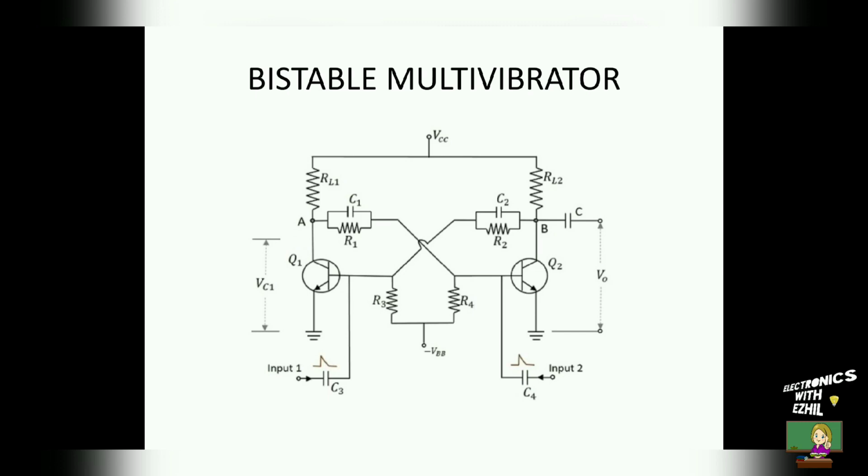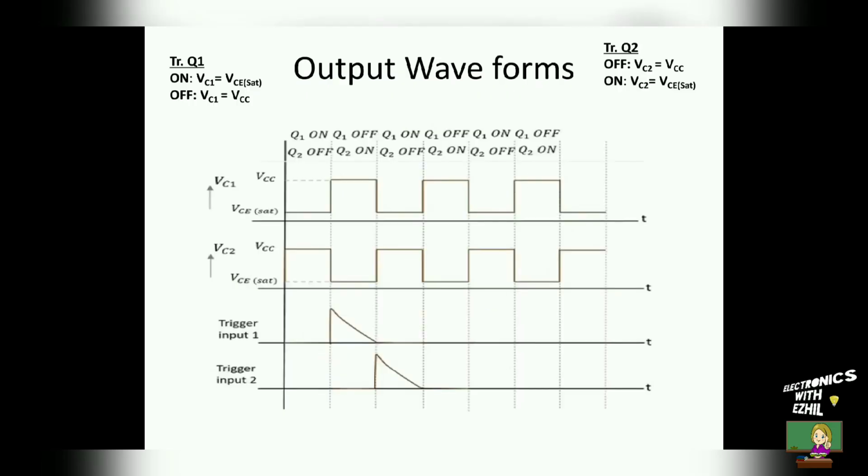The bistable multivibrator circuit is also called a flip-flop circuit because it functions like a flip-flop. You know what a flip-flop is? A flip-flop is a memory element which stores one bit of binary information at a time. Likewise, a bistable multivibrator also stores either plus VCC, that is logic 1, or VCE saturation, that is logic 0, at its output for an indefinite time period.